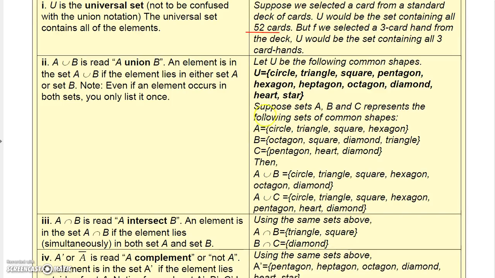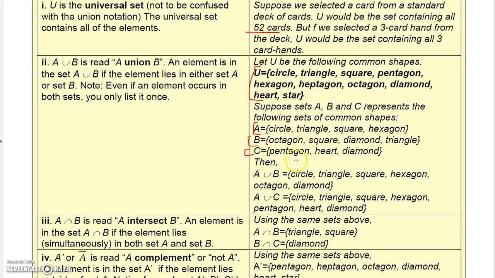Okay, now remember the union of two sets. Okay, let's talk about the universal set. Let's say the universal set consists of all these shapes. Okay, let's say A is this set, circle, triangle, square, hexagon. B is this set, octagon, square, diamond, triangle, and C is this set.